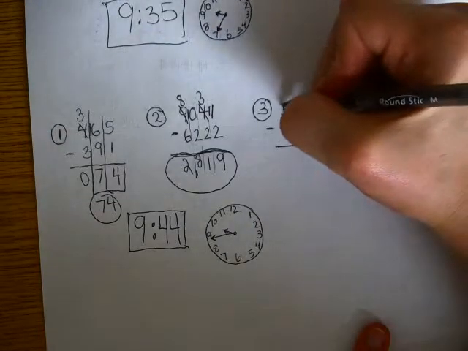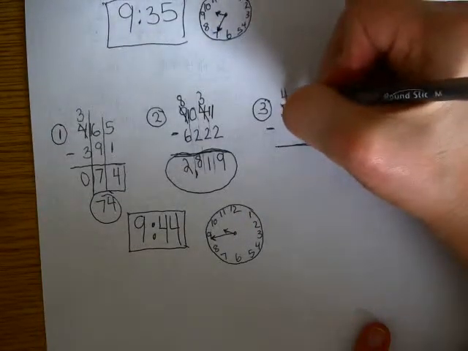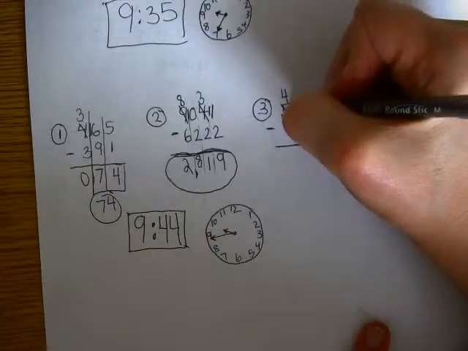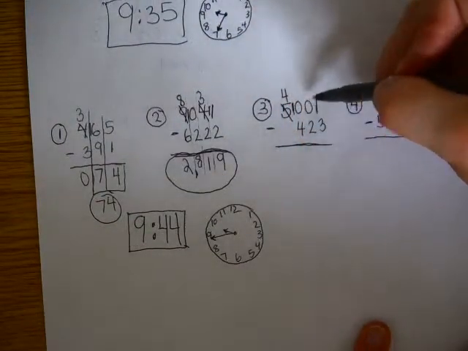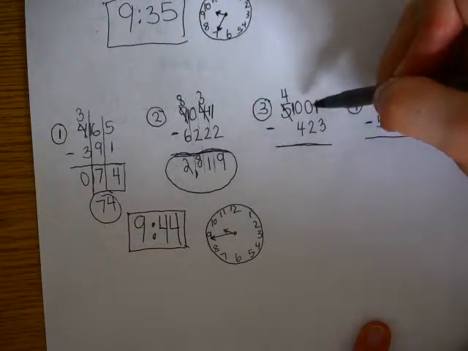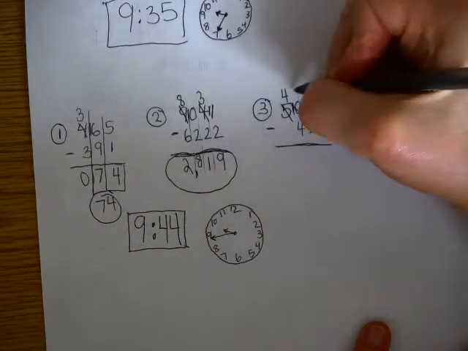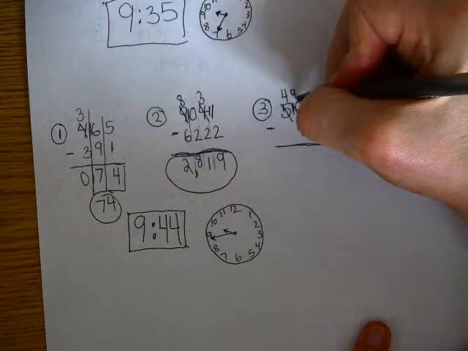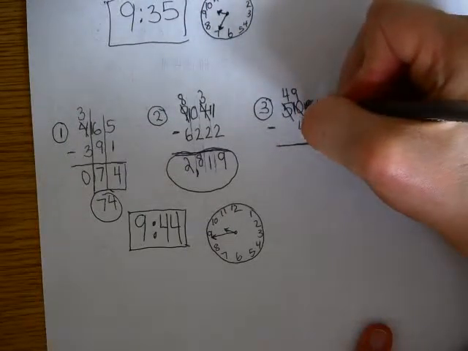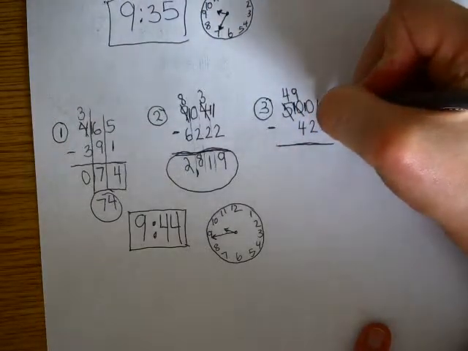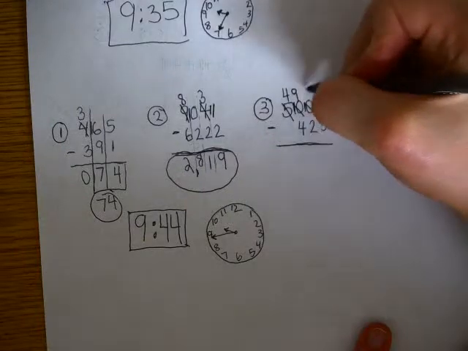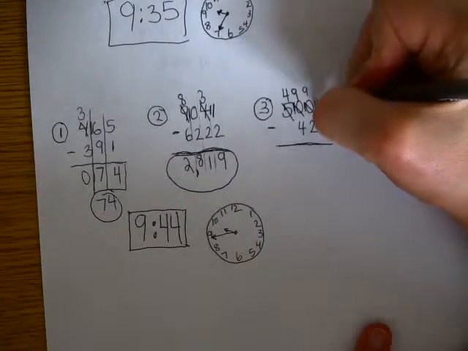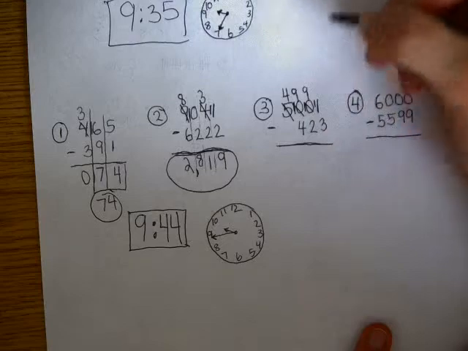Okay? I'll borrow 1,000. That should be plenty. And I'll put that 1,000 here. Now I at least have 10, so I can borrow for this guy here. Okay, so I'm going to borrow 1. Borrow one of the hundreds, so put it there. Now I have a 10 here, so I can borrow for this guy. Okay, so it's like a chain. Make that into a 9 and put the 1 here. Now I can do this problem much more easily.